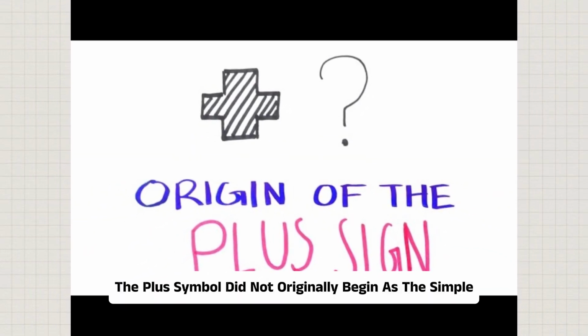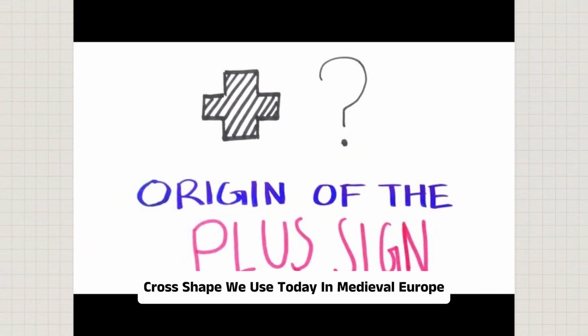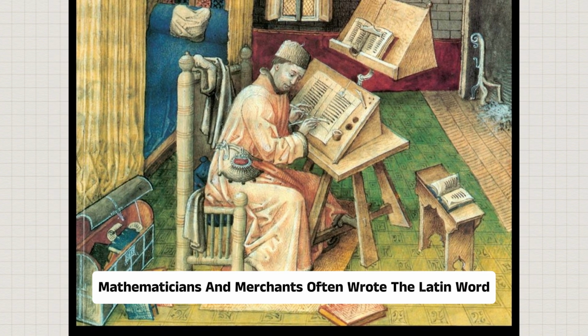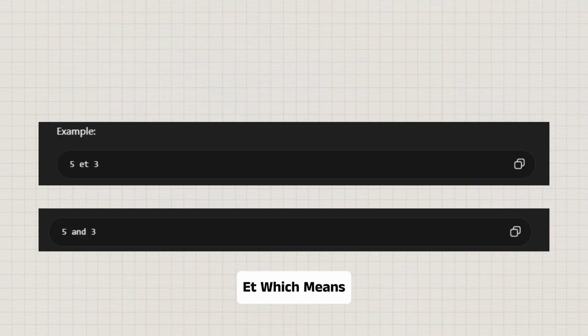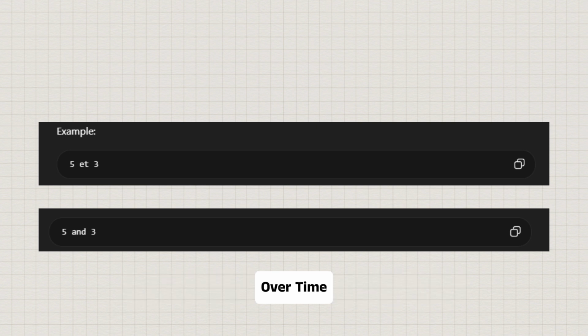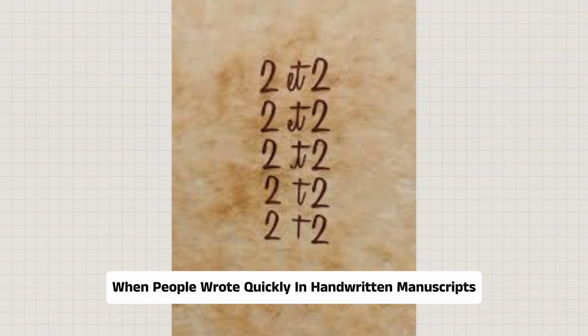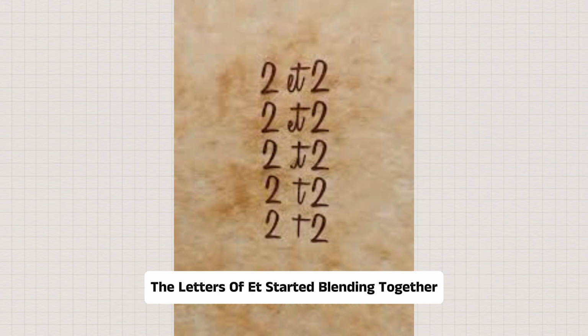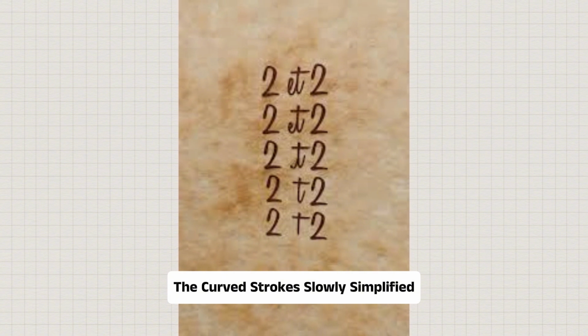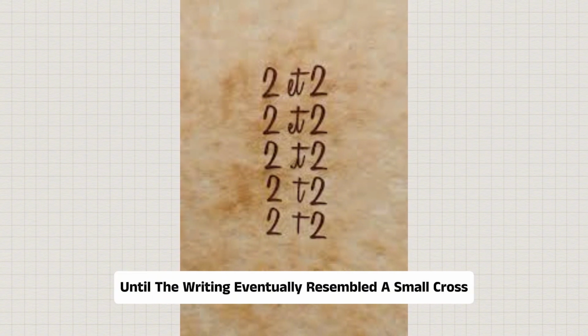The plus symbol did not originally begin as the simple cross shape we use today. In medieval Europe, mathematicians and merchants often wrote the Latin word et, which means and, whenever they wanted to show that two quantities were being combined. Over time, when people wrote quickly in handwritten manuscripts, the letters of et started blending together. The curved strokes slowly simplified until the writing eventually resembled a small cross.